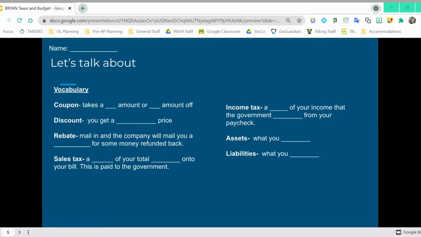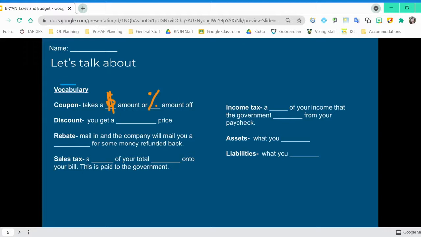So the first word is a coupon. A coupon takes a dollar amount, I'm going to abbreviate that with the dollar sign, or a percentage amount off of the total. So if I have a coupon for $1 off of a tub of Bluebell ice cream at the grocery store, then I would give that to the cashier and they'll scan it and it will take $1 off of my total. So I'll save that money. I don't have to pay that. It subtracts from my total.